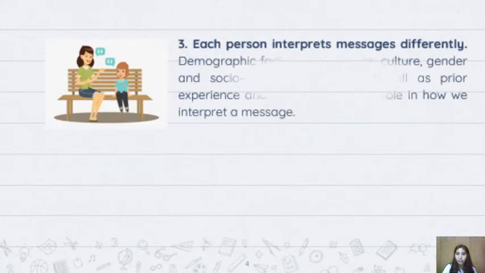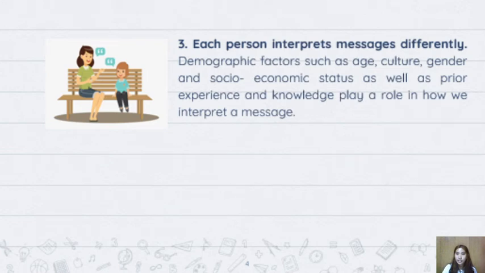Number 3, each person interprets messages differently. Demographic factors such as age, culture, gender, and socioeconomic status, as well as prior experience and knowledge, play a role in how we interpret a message. Hindi lahat ng tao ay pare-pareho ng interpretation sa isang bagay, especially sa messages na nakasulat because of the demographic factors. We all differ from experiences and background. That's why we differ from how we perceive a text.